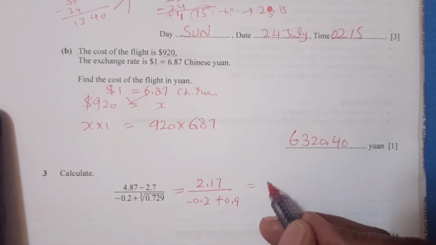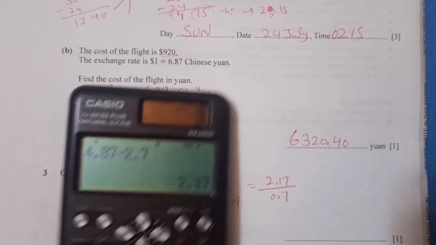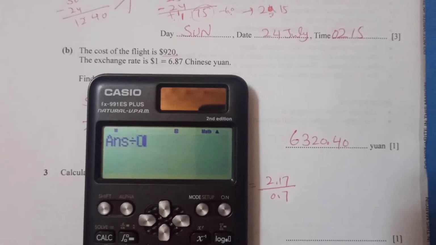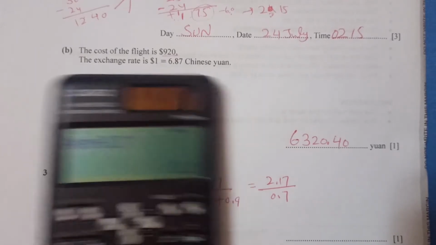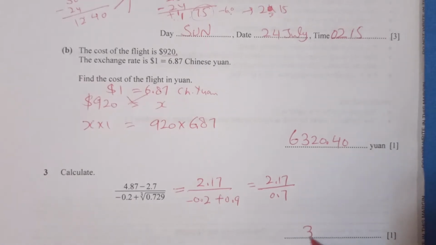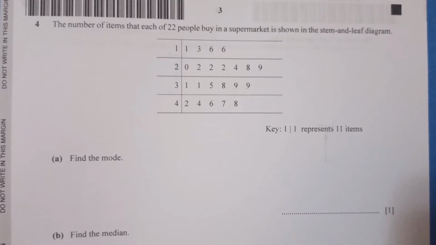So then it is 2.17, this is 0.7. So 2.17 divided by 0.7, it's 3.1. So our final answer is 3.1, right? So let's move to next one.